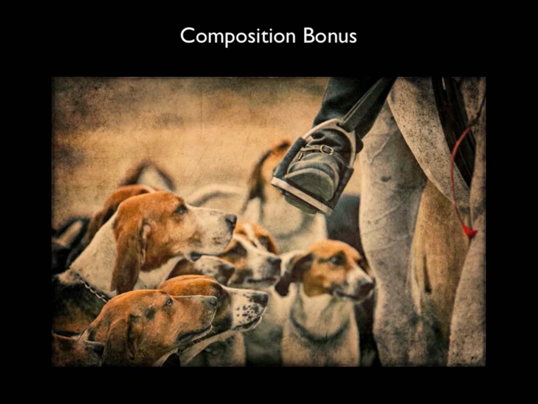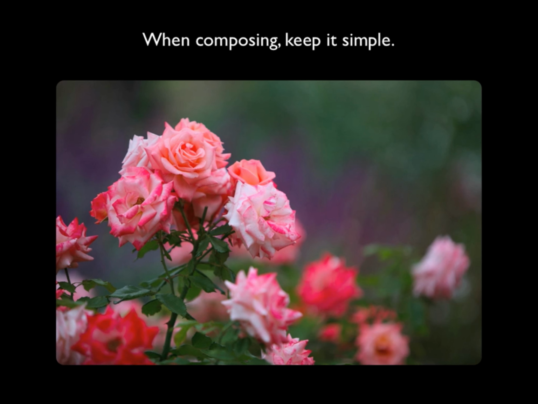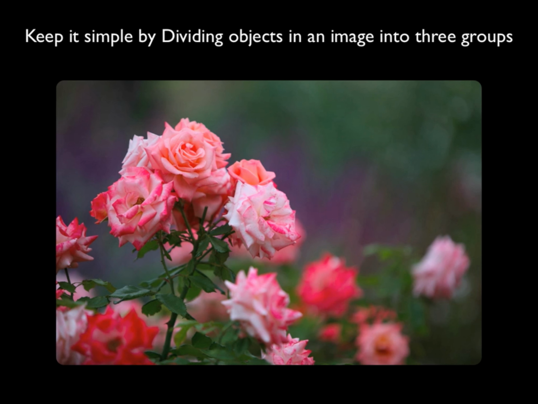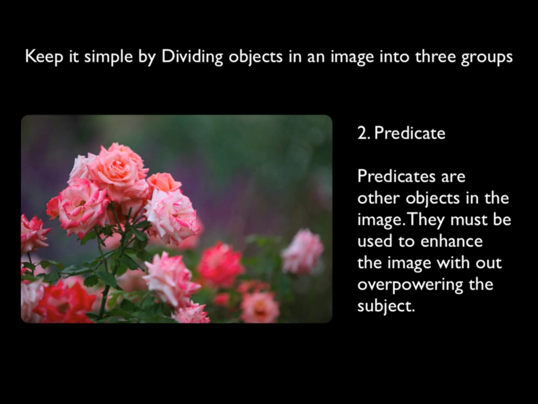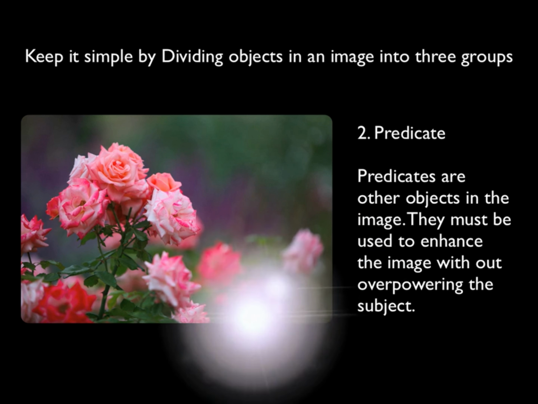Composition bonus. When composing, keep it simple. Keep it simple by dividing objects in an image into 3 groups. Number 1. The subject. The subject is the single most important element when composing. Number 2. Predicate. Predicates are other objects in the image. They must be used to enhance the image without overpowering the subject.